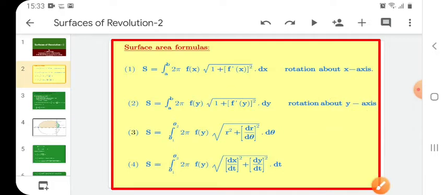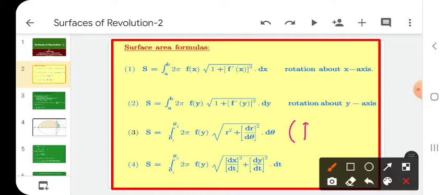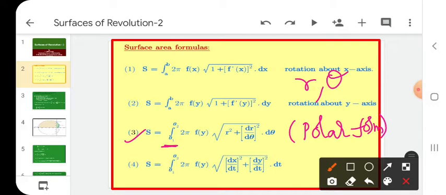Okay. And the third one is if the given equation is in polar form. Polar form means the equation has r comma theta terms. We say it is in polar form. Then what is the formula to find the surface area? S equals integral theta 1 to theta 2 2 pi f of y root r square plus dr by d theta whole square d theta.